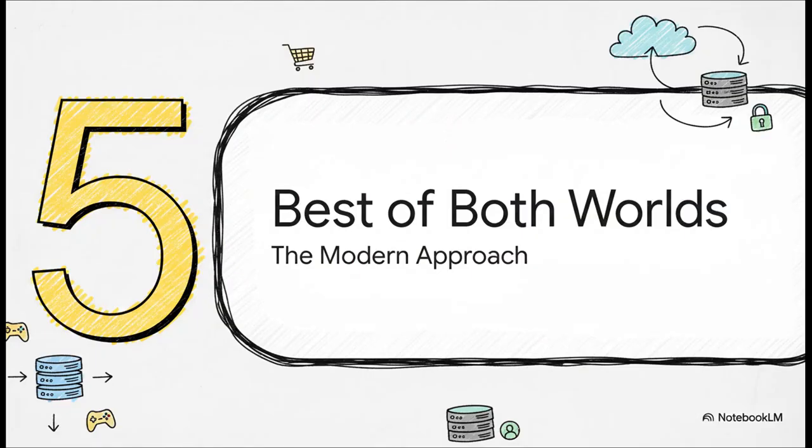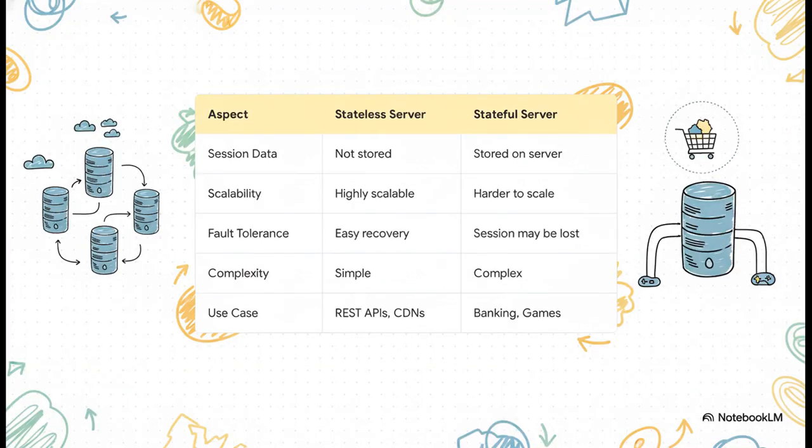And that idea of moving the state out is the key to how most modern large-scale systems are actually built. It's not about choosing one or the other. It's about being clever in combining them to get the benefits of both worlds. So let's just put it all side by side. On one hand, stateless gives you that incredible scalability and easy failure recovery, which is perfect for APIs and CDNs. On the other hand, stateful gives you that memory you need for things like banking and gaming, but it comes with all that complexity. The real pro move is knowing which tool to use for which part of the job.